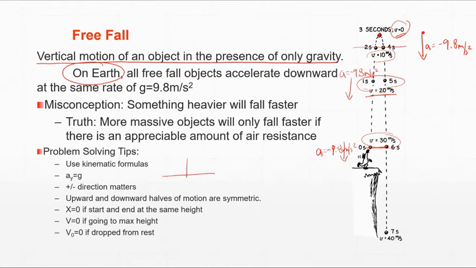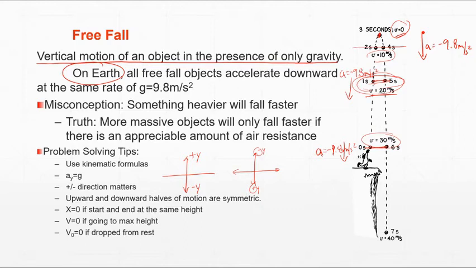For example, I can make my top positive y and my bottom negative y. Or I could flip it, and I could make my bottom positive y and my top negative y. But if I have a vector going up, then I need to make sure I use negative. If I have it going down, I need to use positive, okay? Now, this is something that's best explained in class, so it's something that we can talk about. And then upward and downward halves of motion are symmetric, and that's what I mean by this, at the same horizontal position. And then also time, too.